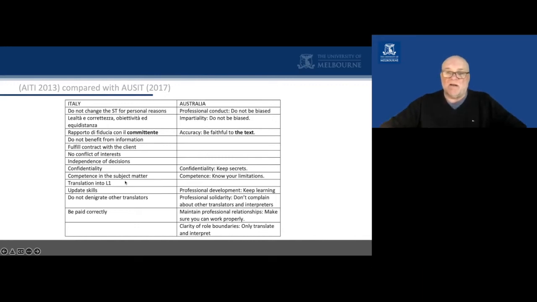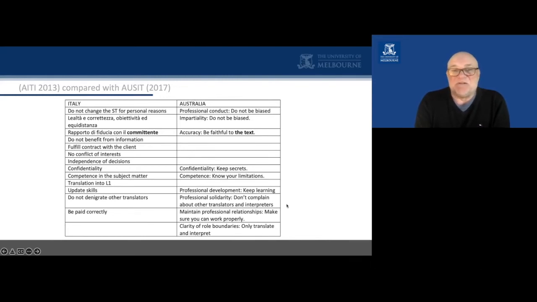You should only translate into your L1, your first language. That's one of their principles. In Australia, we don't have that. Why don't we have it? Because many people are translating into L2. Most of our Chinese translators, especially, are translating into L2. So just our economy, our linguistic situation says, that one there, you can have that in Italy, but not over here. And we recognize that we don't talk about your relations with the client very much, whereas the Italians do. Okay.